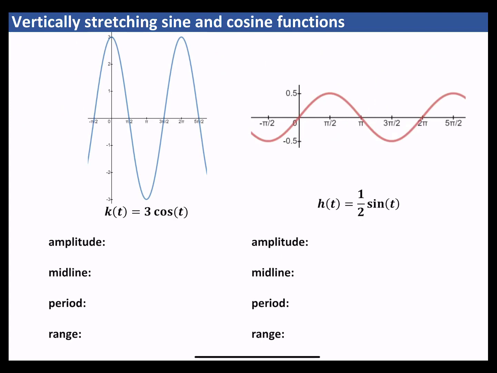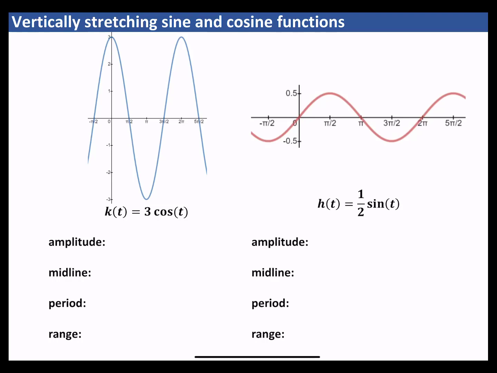Now, let's look at some cosine and sine functions that have been vertically stretched. On the left, we see the graph of k of t equals 3 times the cosine of t, and on the right, we see h of t equals 1/2 times the sine of t. Pause the video and take a moment to identify the characteristics listed on your screen for both functions.